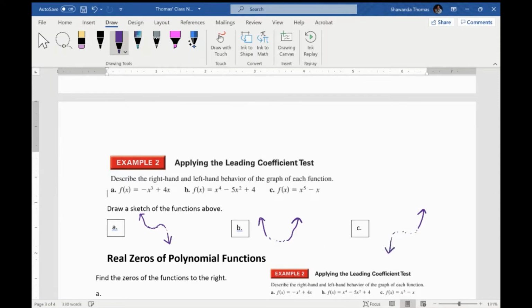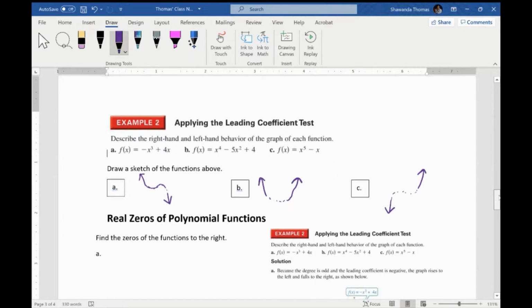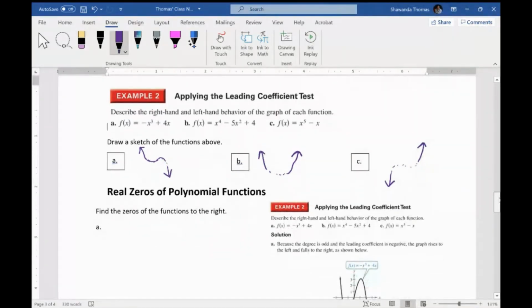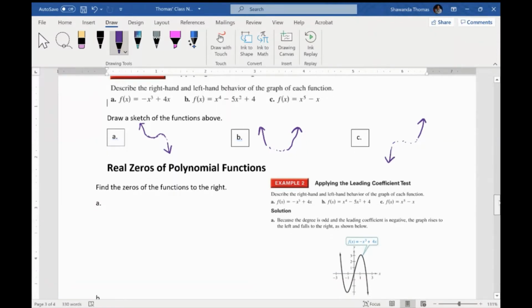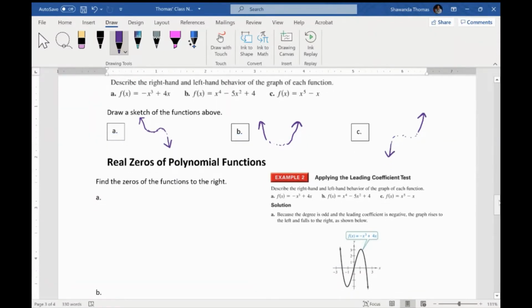Nice. And I try to put little dashes because it's x to the fifth. So there's probably some extra stuff going on in the middle that we don't know about just yet. We're going to get to it though. We're going to figure out what's going on in the middle when we find the zeros of the polynomial functions. That tells us where it's crossing or touching the x-axis. All right, let's get to it. Find the zeros of the functions.